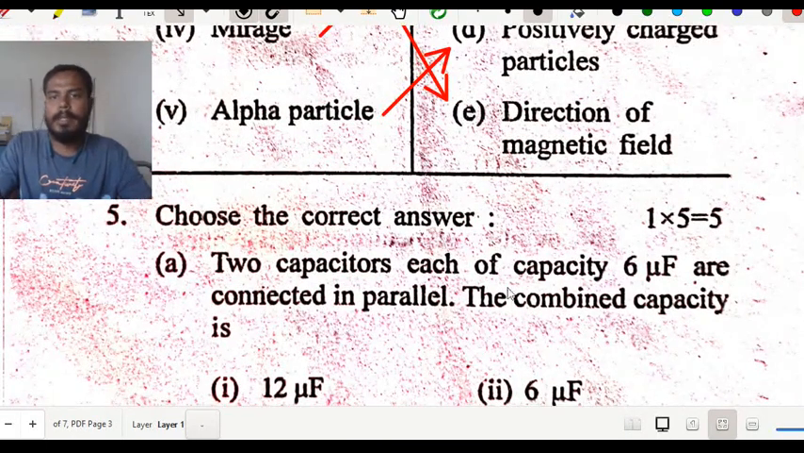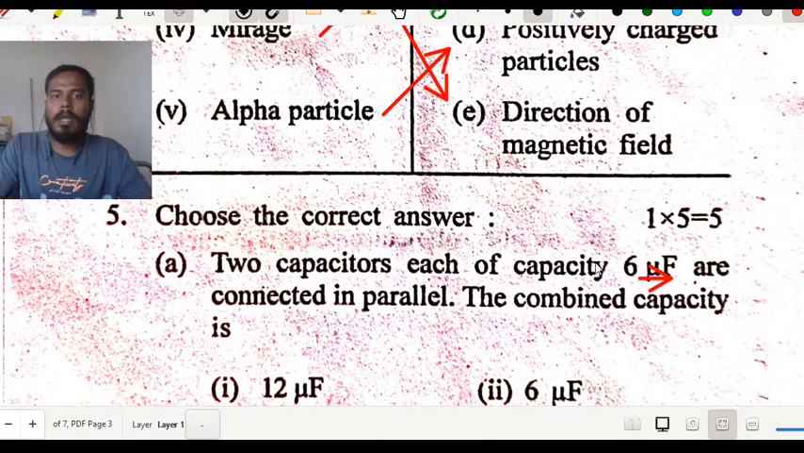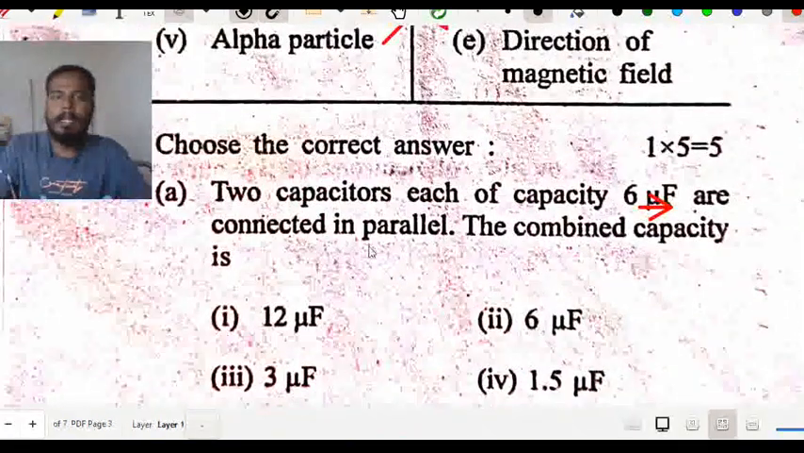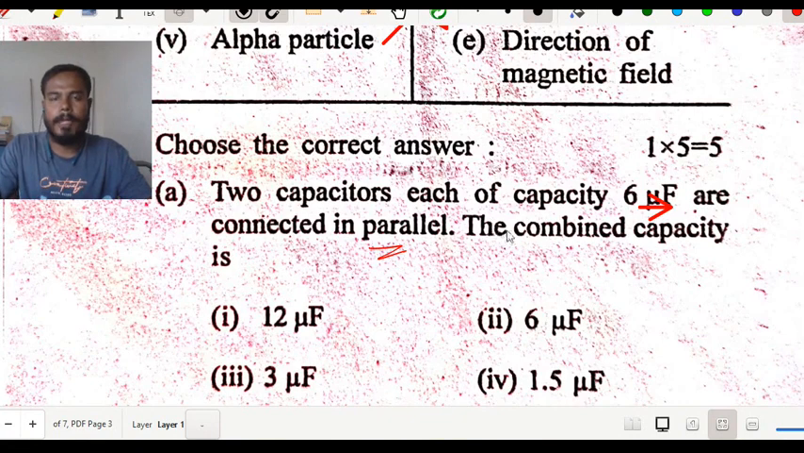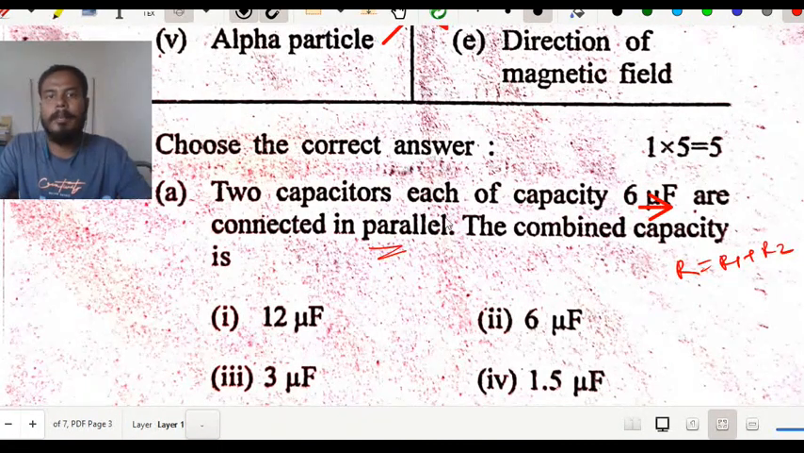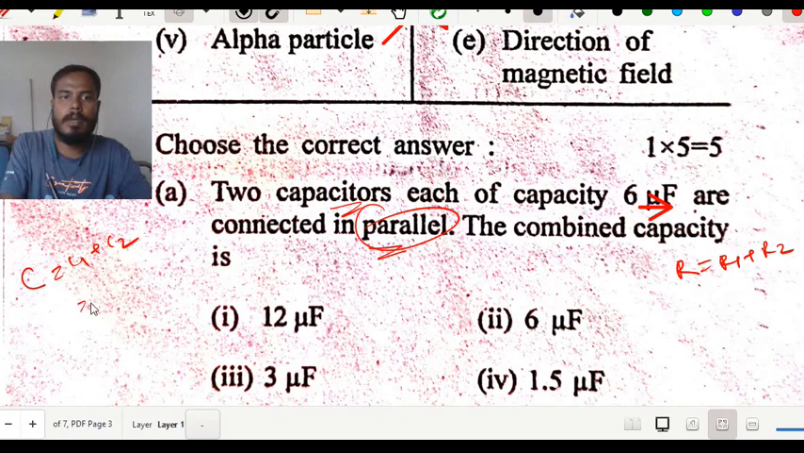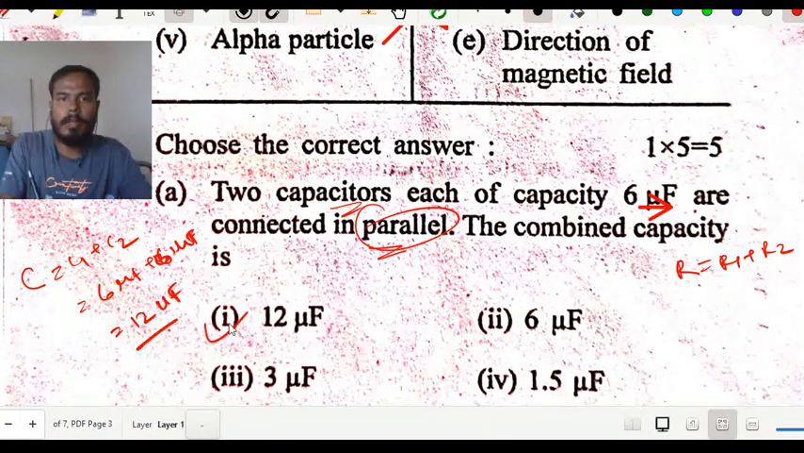Then next, the correct answer here. They are asking about two capacitors, each of capacity 6 microfarad, connected in parallel. For parallel connection of capacitors, it is like series connection of resistors. For series connection of resistors, R equals R1 plus R2. Similarly, for parallel connection of capacitors, C equals C1 plus C2. So C1 is 6 microfarad plus another 6 microfarad. The total is 12 microfarad. So the correct option is 1.